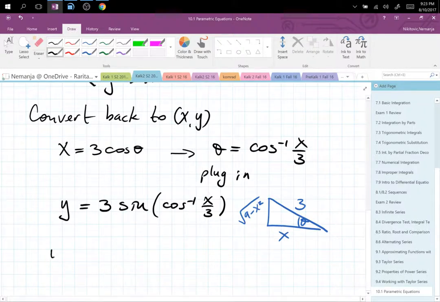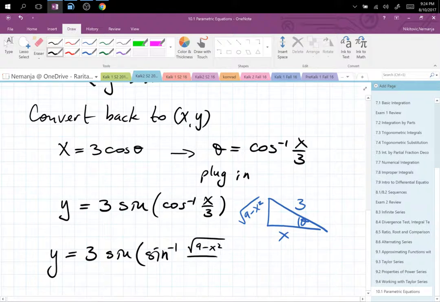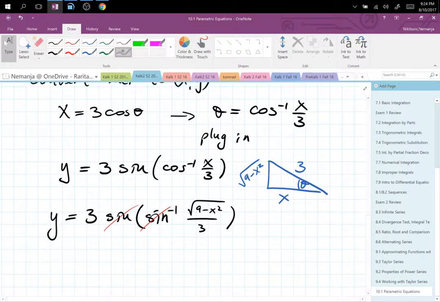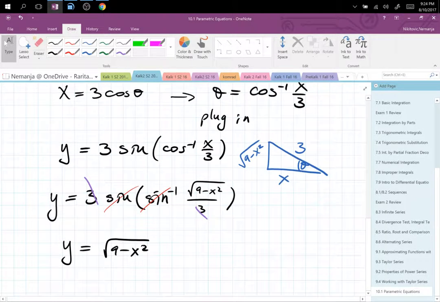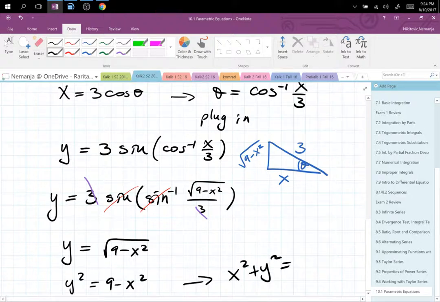Now, you will write inverse sine looking at the triangle, because sine and inverse sine cancel each other. So when you write the inverse sine, it is going to be the square root of 9 minus x squared over 3. This is where inverse sine and sine kill each other, and then 3 and 3 also, and you get y is equal to the square root of 9 minus x squared. You will square both sides. y squared equals 9 minus x squared, from where there's your x squared plus y squared equals 9.